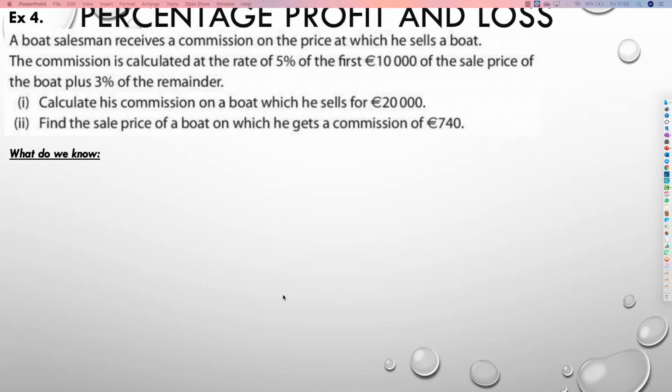So, last little big one before we move into a few exam papers. A boat salesman receives commission on the price at which he sells a boat. The commission is calculated at the rate of 5% for the first 10,000 of the sale price of the boat plus 3% of the remainder. Calculate his commission on a boat which he sells for 20,000. Find the sale price of a boat on which he gets commission of 740 euro.